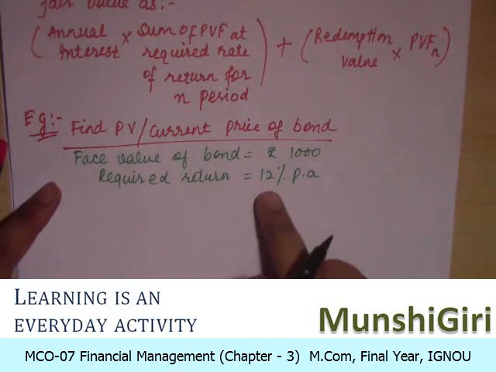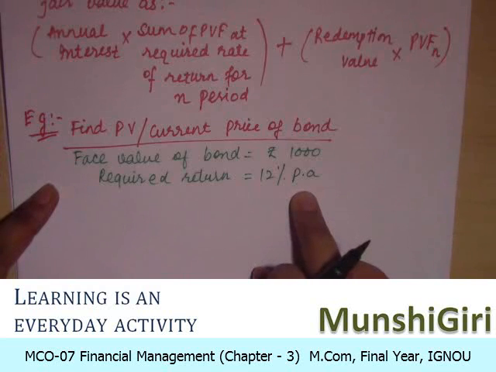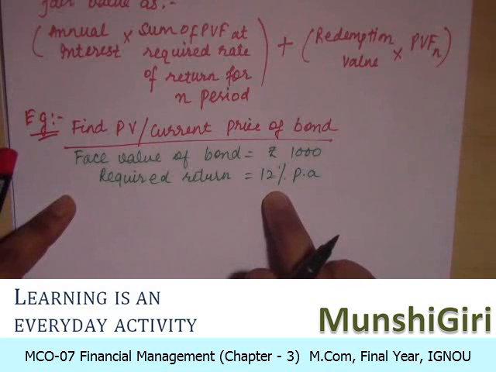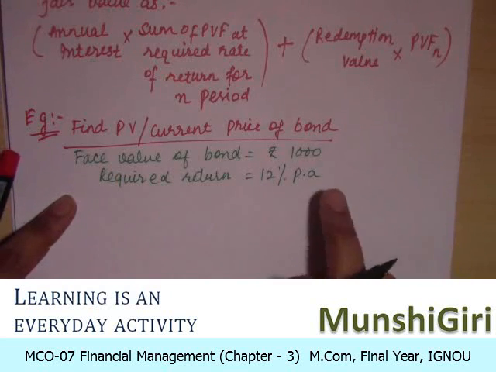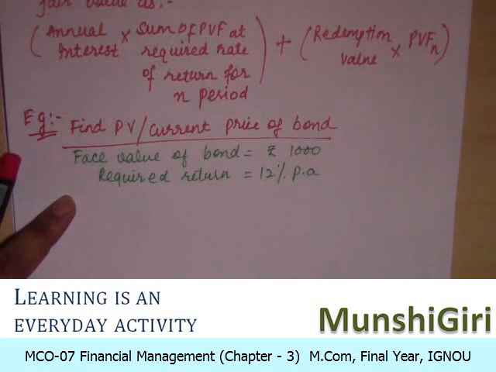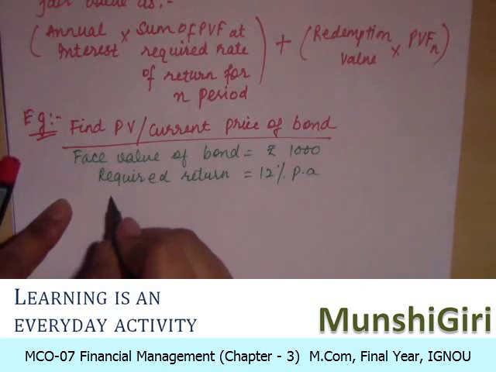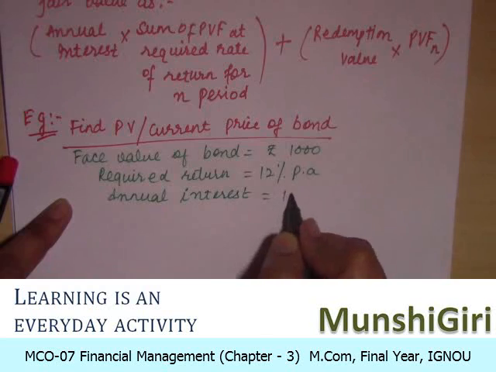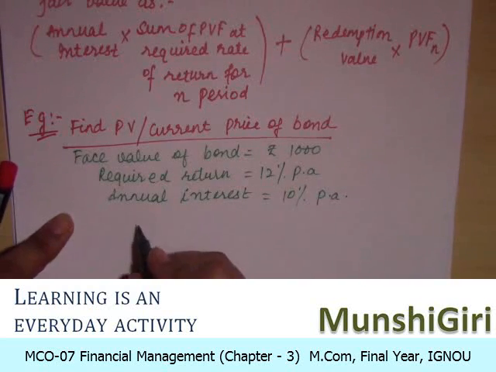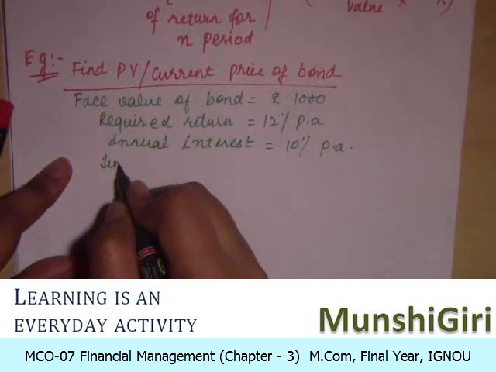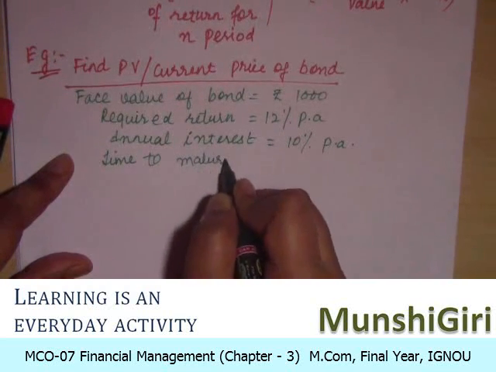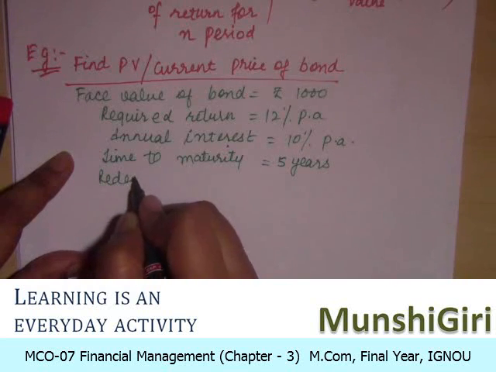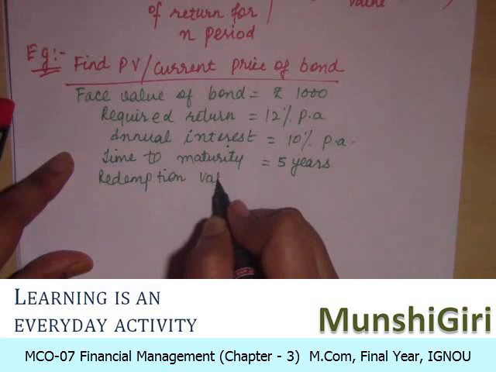Just remember that in case this per annum is not mentioned in the exam, this return is always mentioned on a per annum basis. Unless anything else is mentioned like half yearly or quarterly, this is always assumed to be per annum. Annual interest is 10% per annum. Time to maturity is 5 years. And redemption value is rupees 1200.